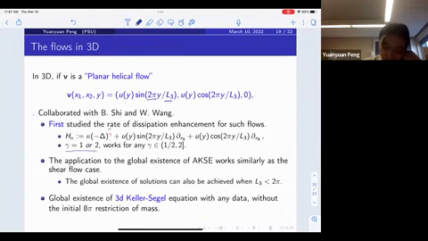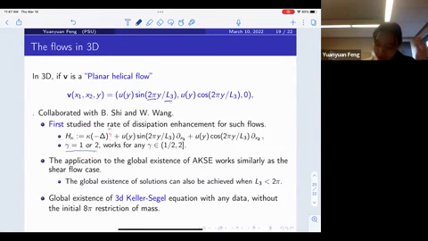As long as we can prove this operator has some dissipation enhancement result, then the application to the global existence of the advective Kuramoto-Sivashinsky equation works similarly to the shear flow case, right? And we can also use this.